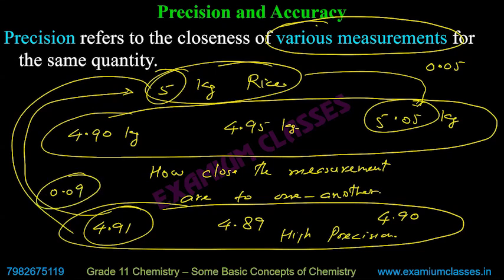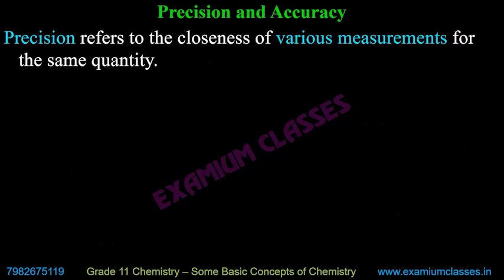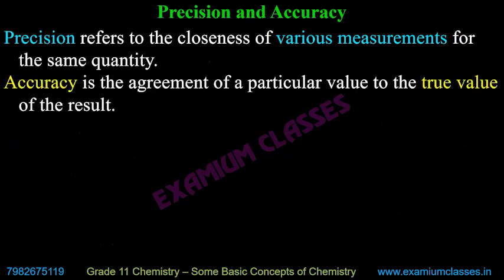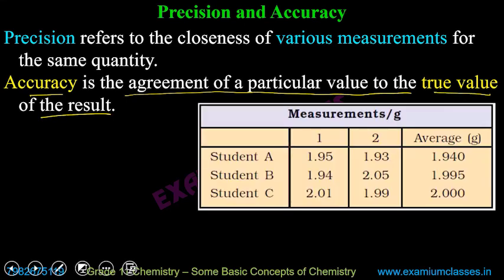So accuracy is the difference between the actual value, which is also known as the true value, and the measurement. Accuracy is the agreement of a particular value to the true value of the result. So with an example, I'll just show it. It is an example from NCERT.